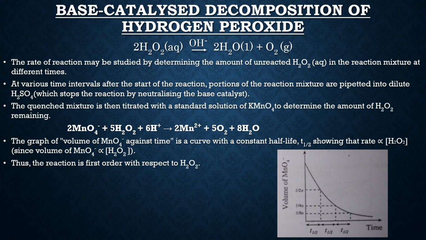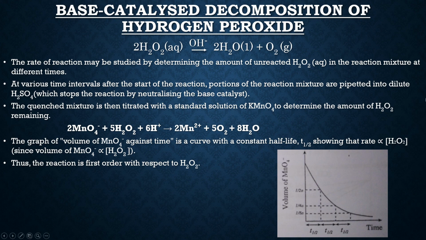Last but not least is the decomposition of hydrogen peroxide. At various time intervals after the start of the reaction, portions of the reaction mixture are pipetted into dilute sulfuric acid. The quenched mixture is then titrated with a standard solution of potassium manganate(VII) to determine the amount of hydrogen peroxide remaining. As you can see here, this is the equation.